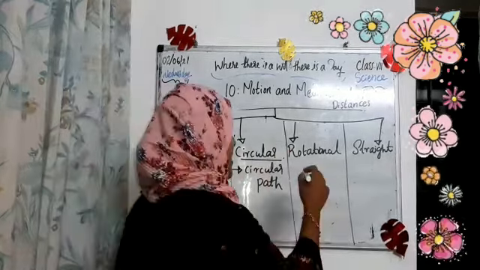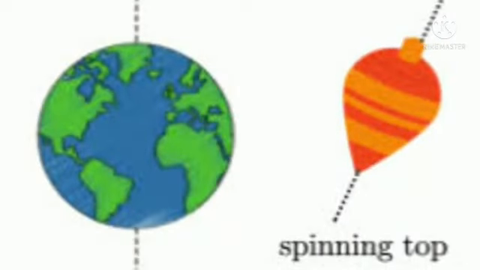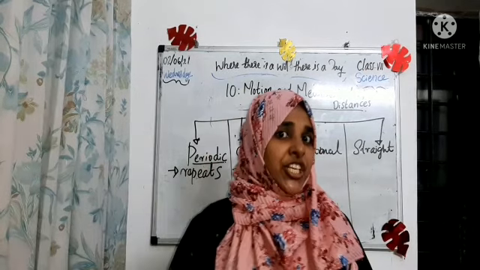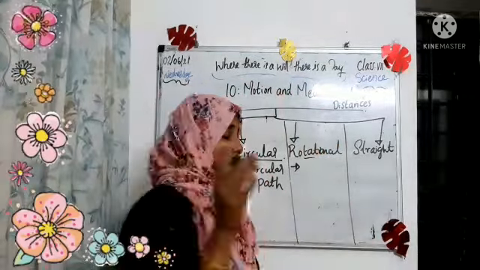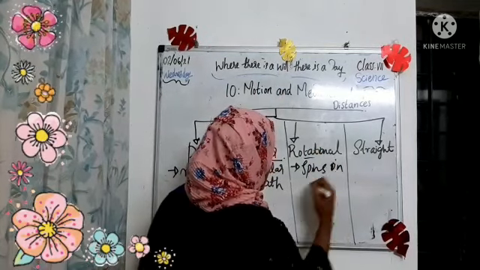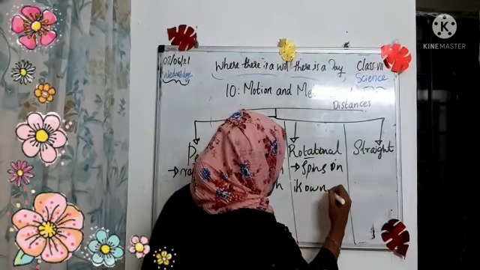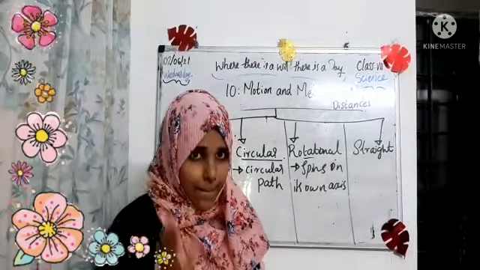Okay, next we can check the rotational motion. Look at the picture, children. We can see an axis that passes through the object, like an axis that passes through the earth. So rotational motion is a type of motion in which an object spins on its own axis. It spins on its own axis. That type of motion we call rotational motion.